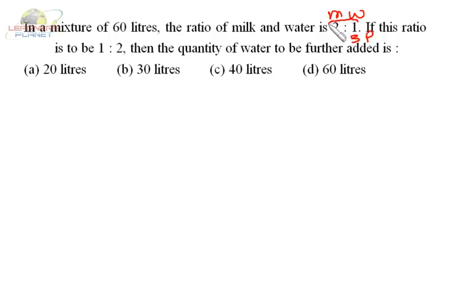Now what is 3 parts? The total is 3 parts and this 3 parts is actually 60. So how much water to be added? That is 3 parts, which is nothing else but 60. Friends, no need to go for any sort of paperwork. You can do this problem smartly and intelligently.